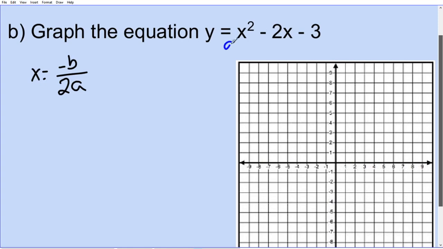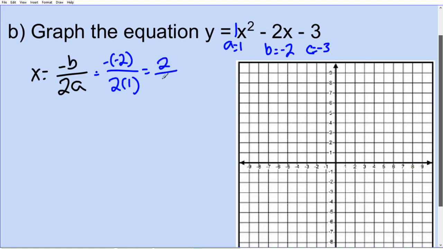So our a is 1, our b is -2, our c is -3. When I plug in opposite of -2 over 2 times 1, the opposite of -2 is a positive 2, and then 2 times 1 is 2, which gives me my line of symmetry, about this line of 1. Now to find the actual coordinate, x, y table.